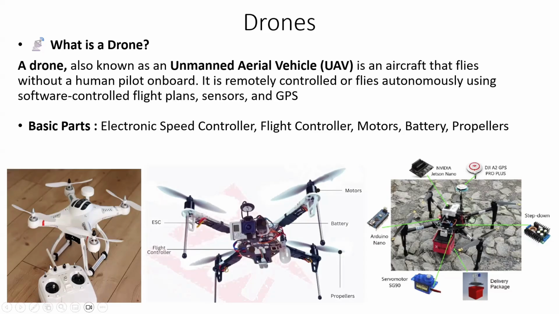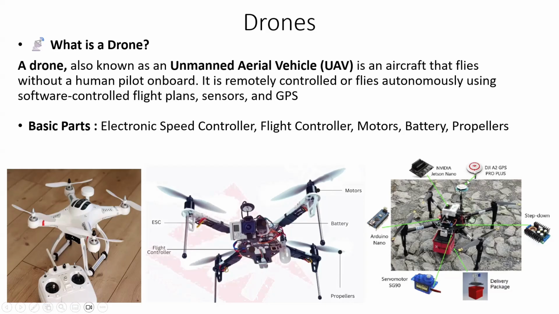We have some basic parts like the ESC, which is the electronic speed controller. We have the flight controller, which is the main core of the drone. We can program it. We can set it to go to specific coordinates. We can additionally do some machine learning on it. We also have the motors, of course, the battery and the propellers that are mounted to the motors.